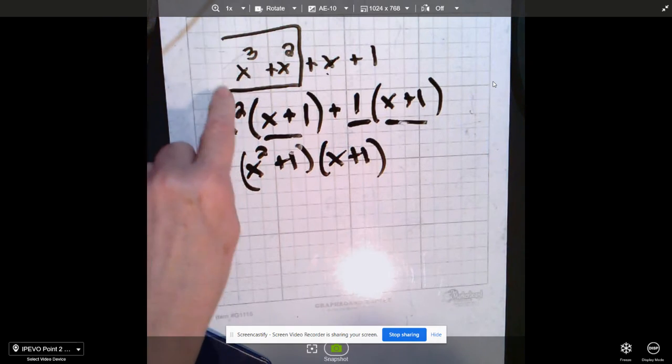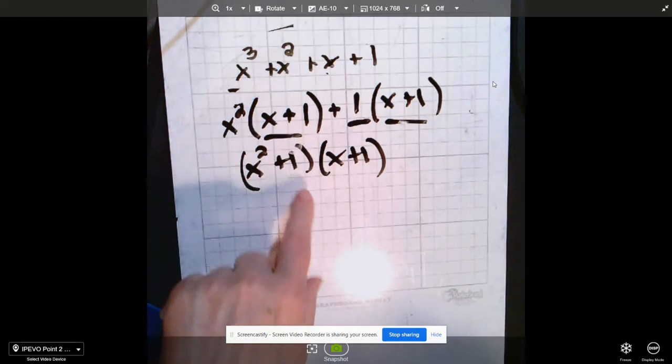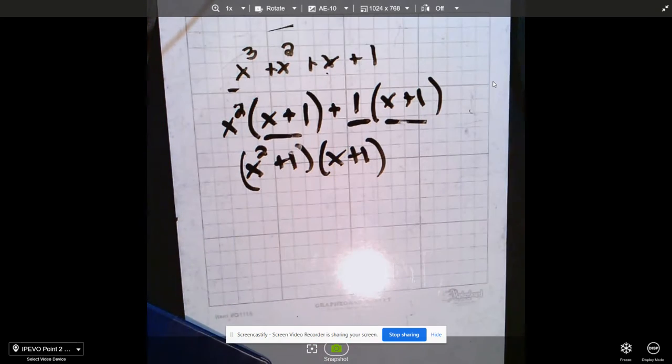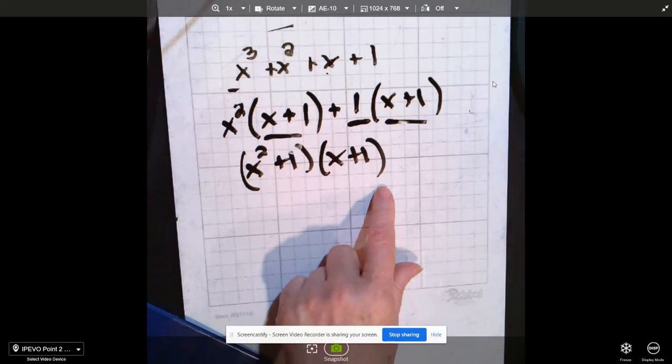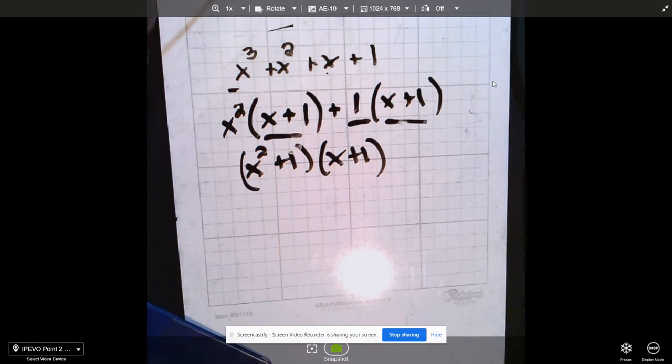So x to the third plus x squared plus x plus 1 factors down to x squared plus 1, x plus 1. And you could multiply this back, FOIL it back out to make sure that you get back there. All right, let me do another example.